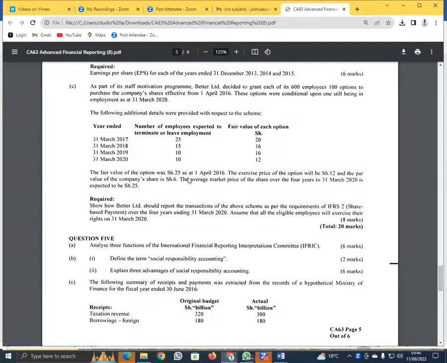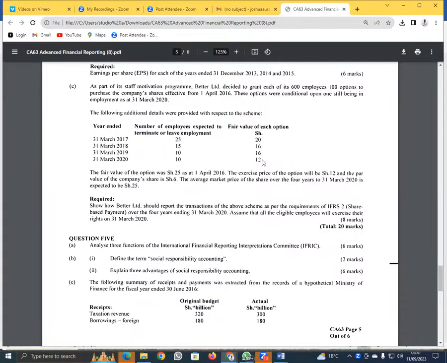So they're giving you a lot of numbers there to confuse you. But what I need to know is what type of share-based payment is this? Is it cash settled or equity settled? If I'm told that these employees will be given share options at the end of the day, then I know that this is equity settled. And if it's equity settled, then I will stick with the fair value as at the grant date.